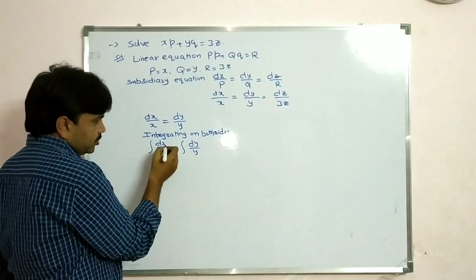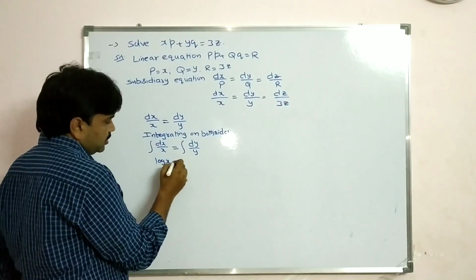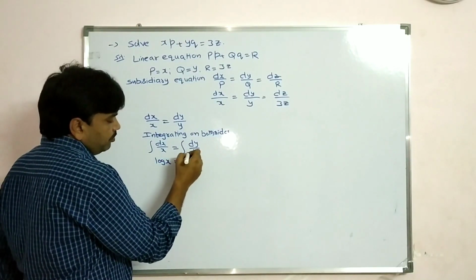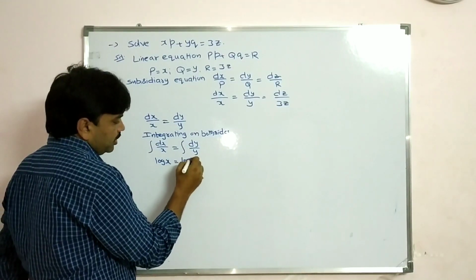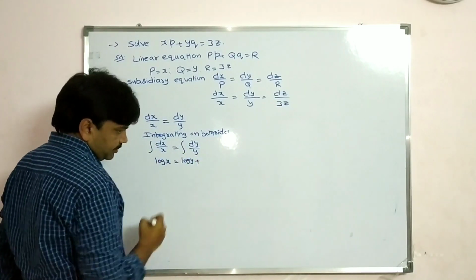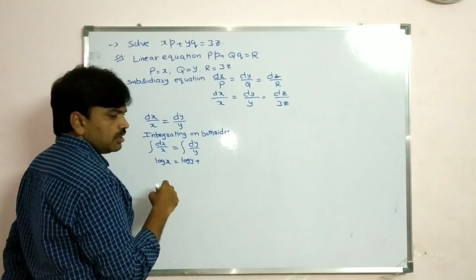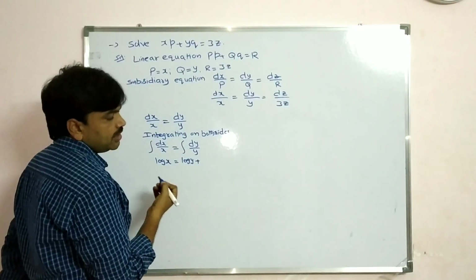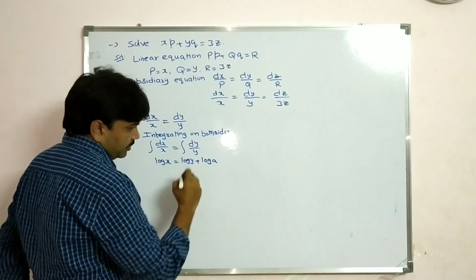Now integral 1 by x dx is log x, that is equal to integral 1 by y dy, which is log y plus. What is the constant? Generally we take c. That is an arbitrary constant, students. You can take any value. So I want to take log a.